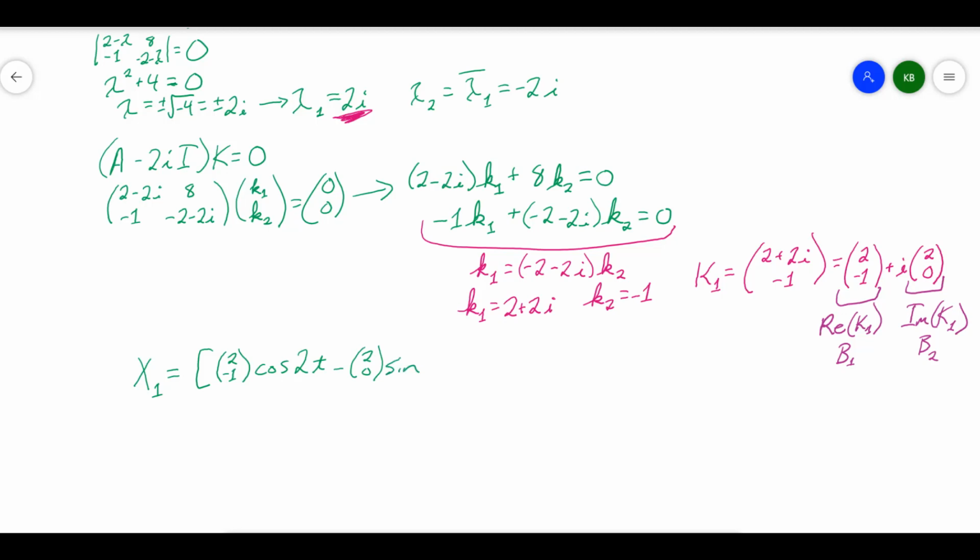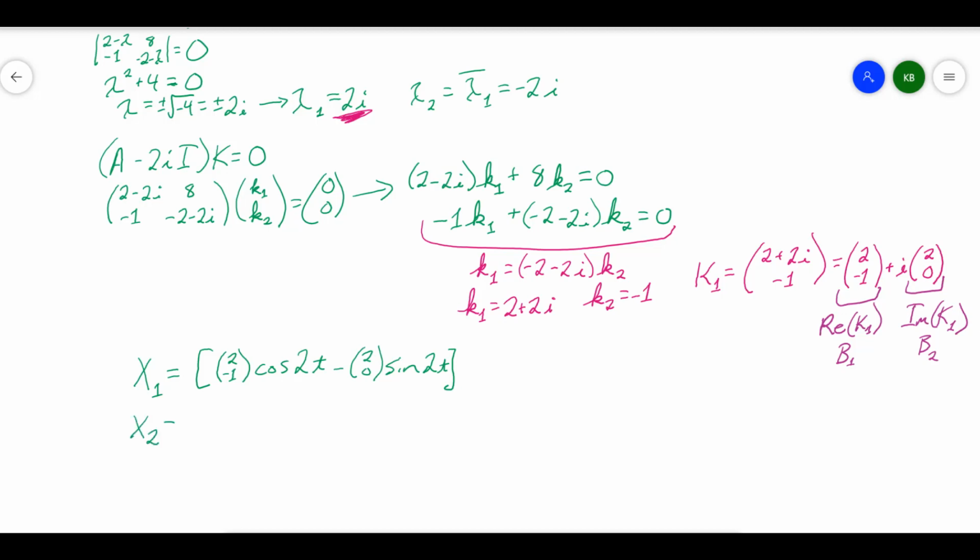Sine of beta t is again still 2 times t. And we have e to the alpha t. Well, alpha is the part that doesn't go with the i in our eigenvalue. And the eigenvalue doesn't have a part without the i. It doesn't have a real part. So it's e to the 0. And that's just 1, so we don't even have to write that part. We get to go without it. And then that's our x1.